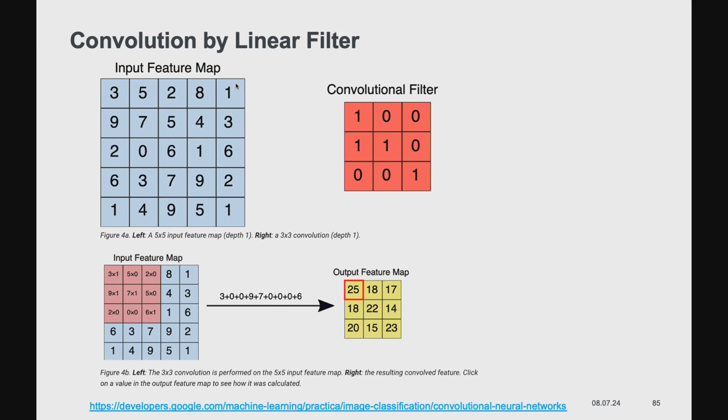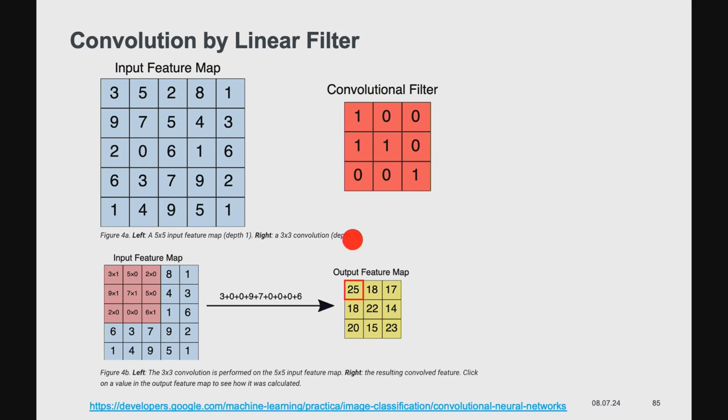Now, what people initially did was to define convolutional filters, and later on they learned these convolutional filters. What is a convolutional filter? This is here a convolutional filter. It's nothing else than a certain arrangement of weights. Here we have 9 weights.